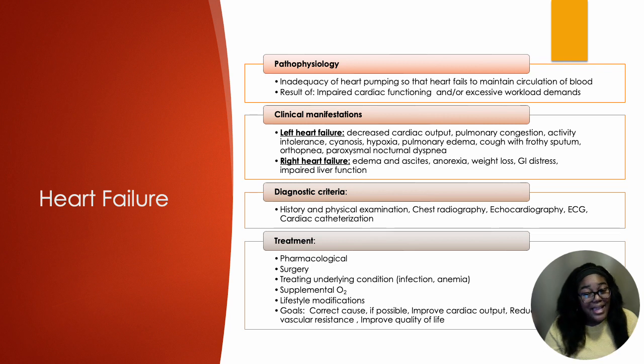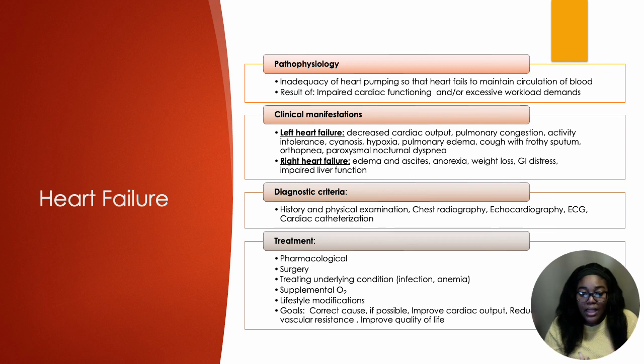As far as right-sided heart failure, the signs and symptoms are edema and ascites. So ascites is fluid in that abdominal area, generalized edema in that area. You may see peripheral edema, so that's focused on your bilateral lower extremities. Maybe even the upper extremities are starting to swell, but you most likely see this bilateral lower extremity edema. Anorexia, weight loss. You may see some nausea and vomiting with individuals with right-sided heart failure and impaired liver function.